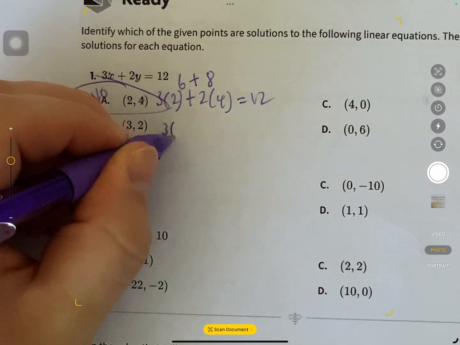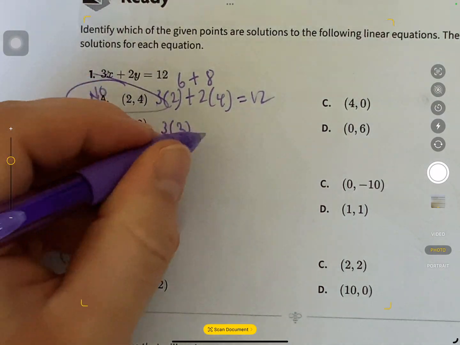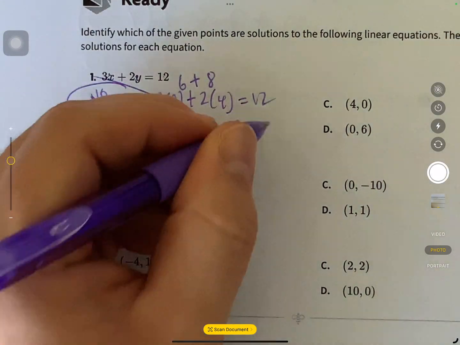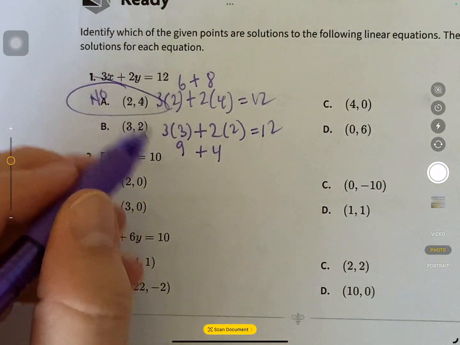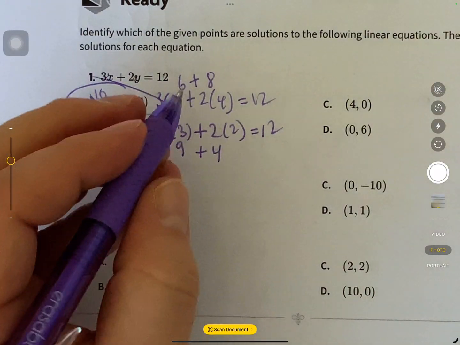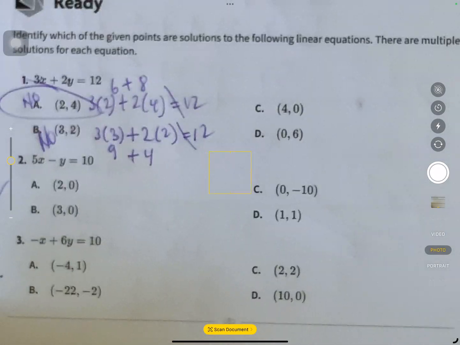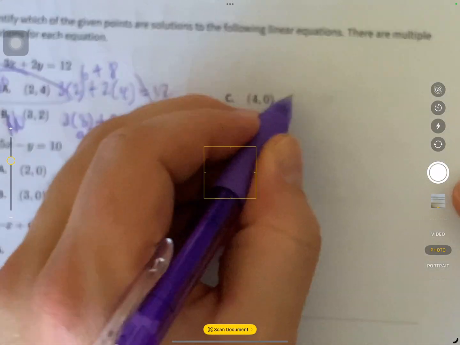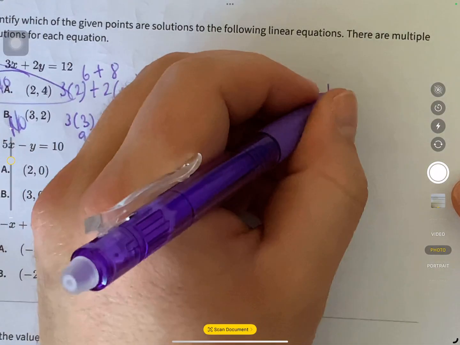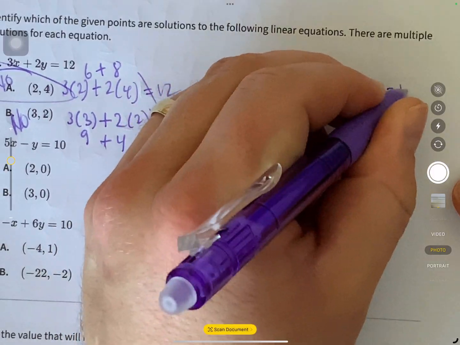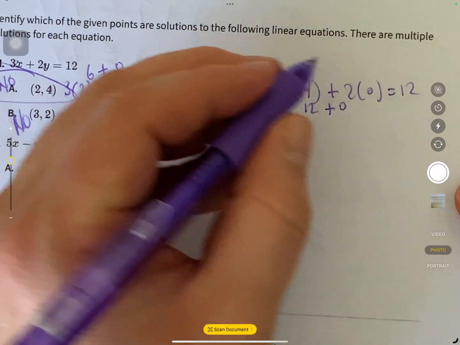Next one, 3 times 3, because this goes right there, and this goes right there, plus 2 times 2 equals 12. Let's see, 3 times 3 is 9, 2 times 2 is 4, and 9 plus 4 is 13. Oh, no, no, no. Next one, let's see, 3 times 4 plus 2 times 0. And 3 times 4 is 12, and 2 times 0 is 0, and 12 plus 0 is, ooh, it checks out.